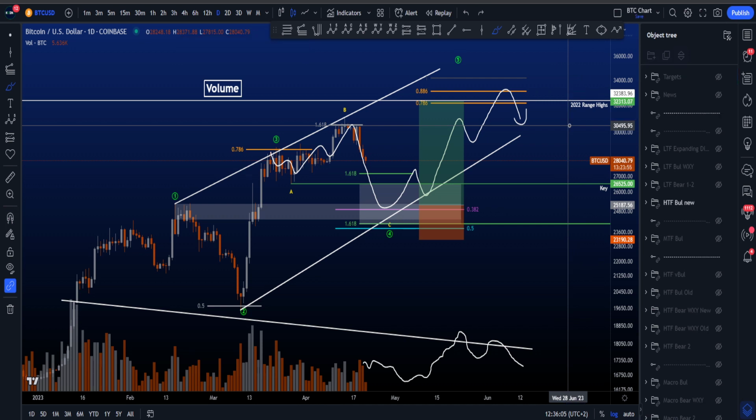Now of course this is educational, guys, based on Elliott Waves and the scenario we have in front of us. It's no financial advice.